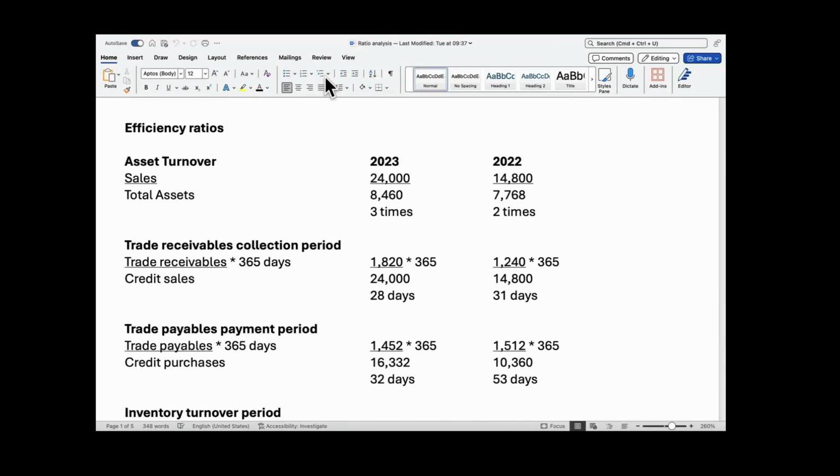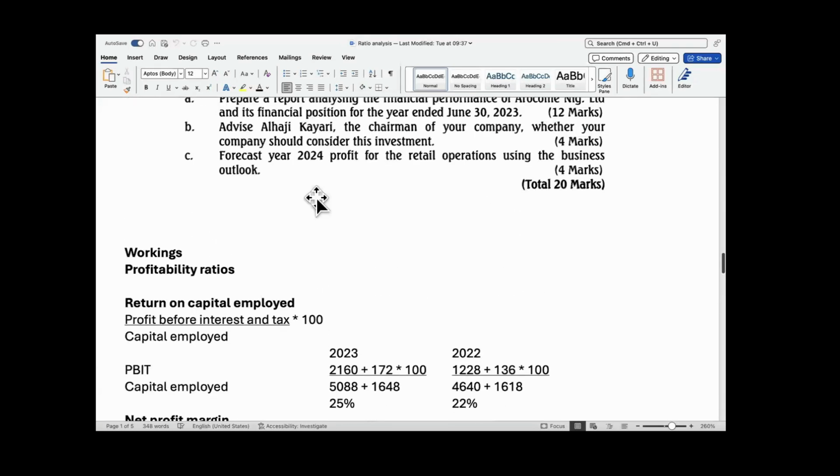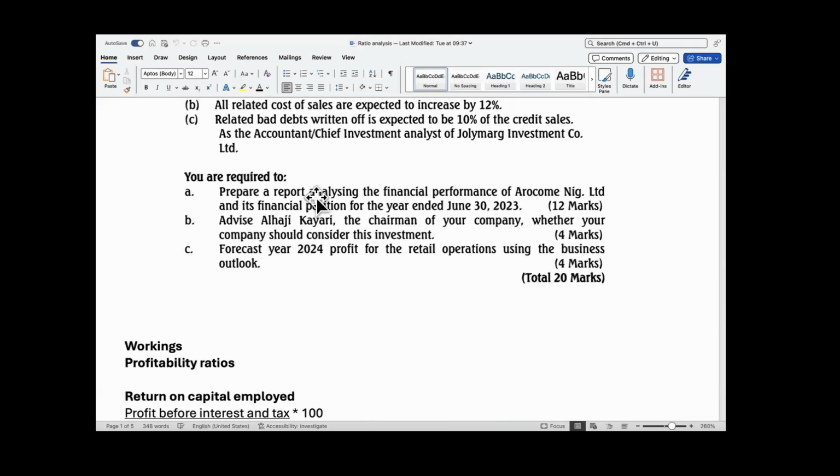that for you at your level, the focus is not just computation of ratios anymore. The focus is more of analysis. How do you analyze these ratios? So we have not even touched the question at all, because all we did was just to compute.